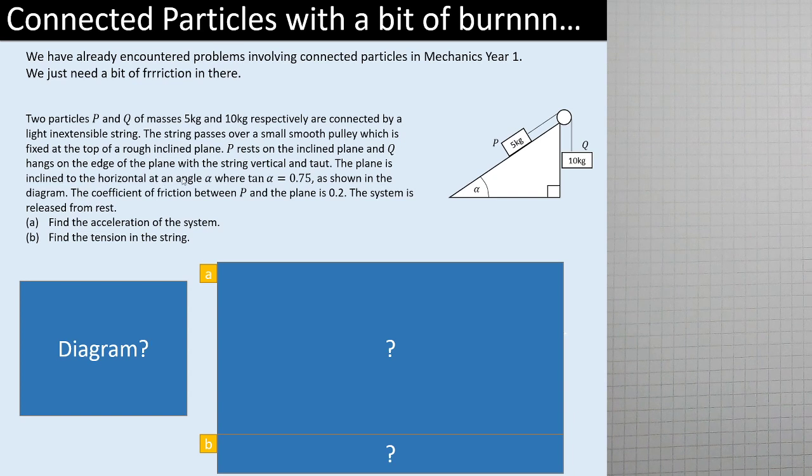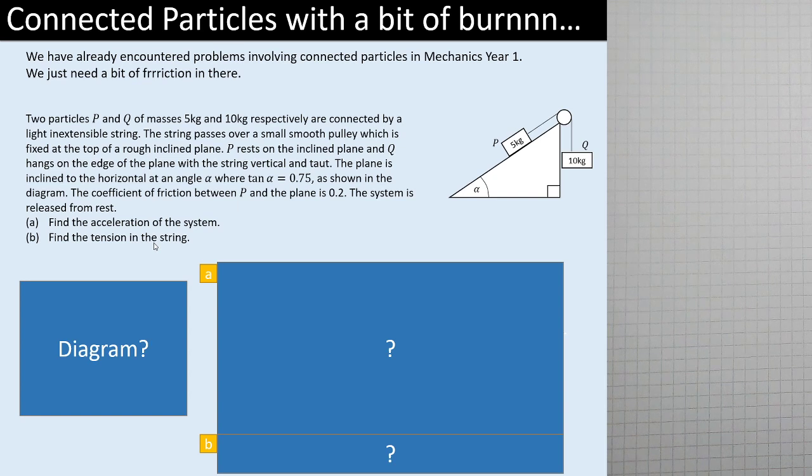The plane is inclined to the horizontal at an angle alpha, where tan alpha is 0.75. This is something that we've seen before. We should be familiar with how we can deal with this, as shown in the diagram. The coefficient of friction between P and the plane is 0.2, and the system is released from rest. So you can imagine that we're holding on to everything, and then suddenly we let go. Okay, we're at that instant where everything kind of just gets let go. We want to find the acceleration of the system, and then afterwards the tension in the string.